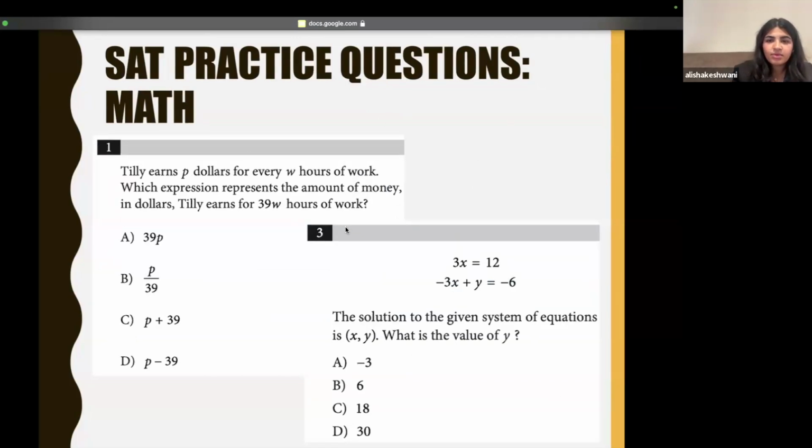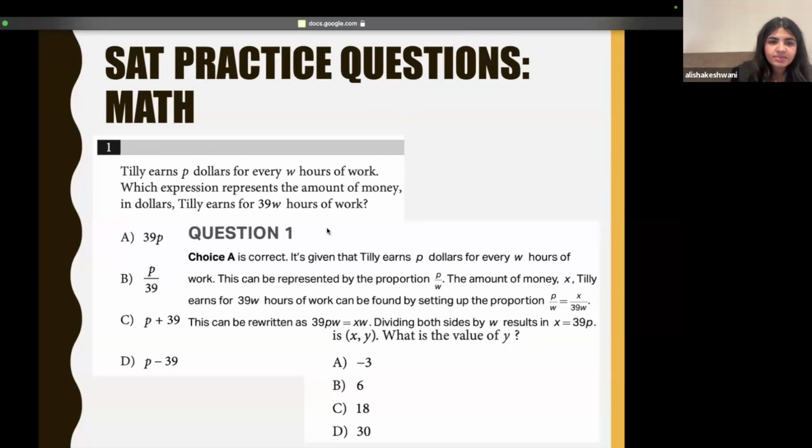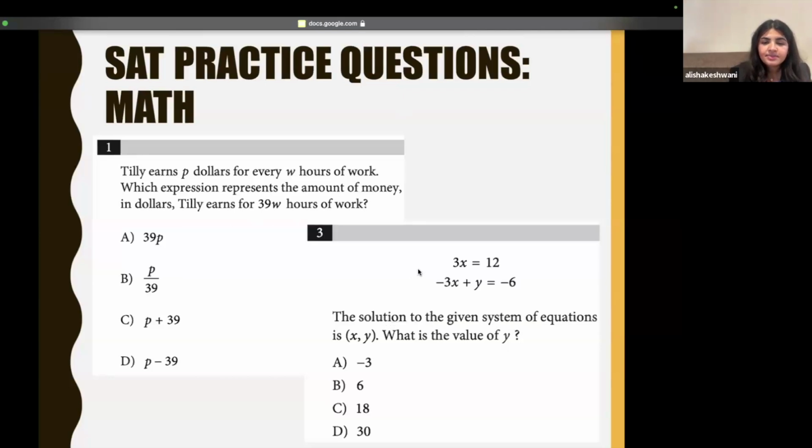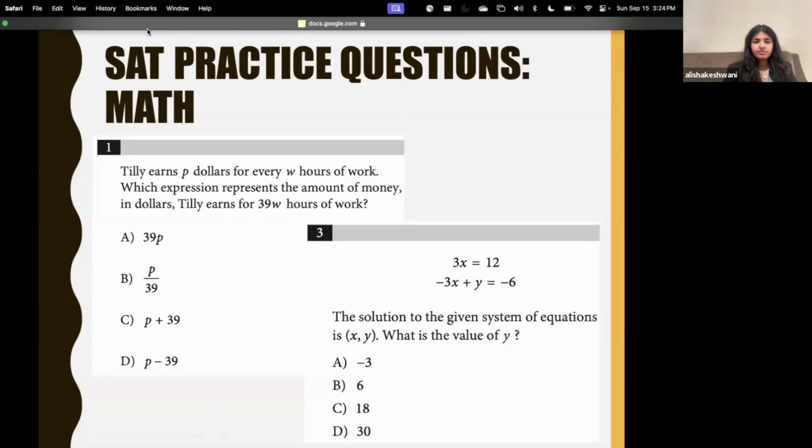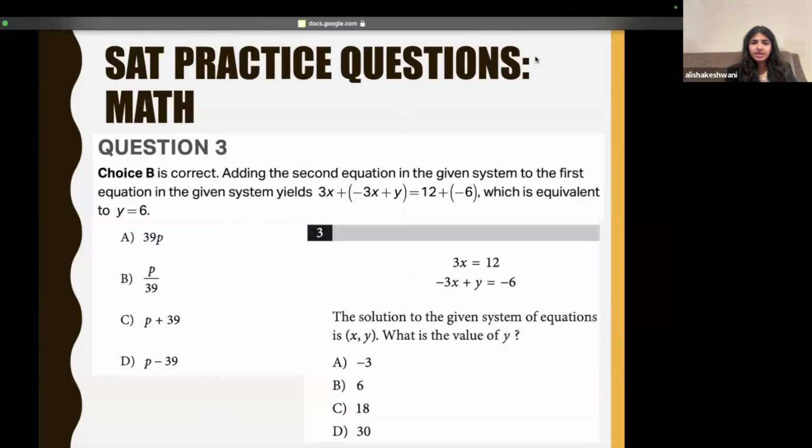Okay, perfect. It looks like most people got A for their answer, which is going to be correct. So it's basically just a proportion of the amount of dollars and the amount of hours worked. And then if everyone also wants to try number three and put their answer in the chat. Okay, perfect. Looks like most people are getting B, which is also going to be the correct answer. So good job with those. You're basically just adding the systems of equations together to get what y equals.